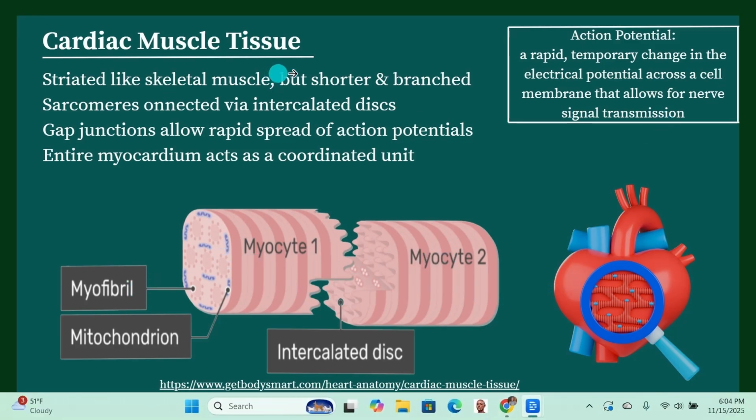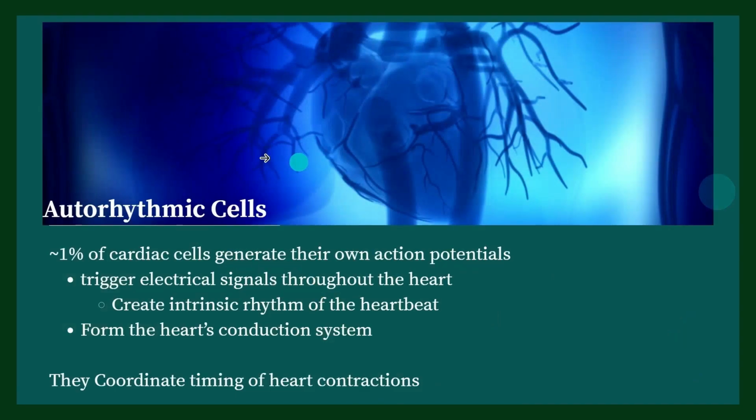What is action potential? It's a rapid temporary change in the electrical potential across the cell membrane that allows for nerve signal transmission. So faster action potential in the heart because of these gap junctions, where they're the same place as the intercalated discs. Okay, so it happens faster because of that. That's all you need to know.